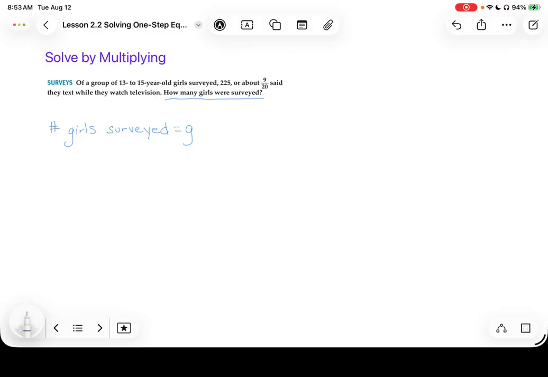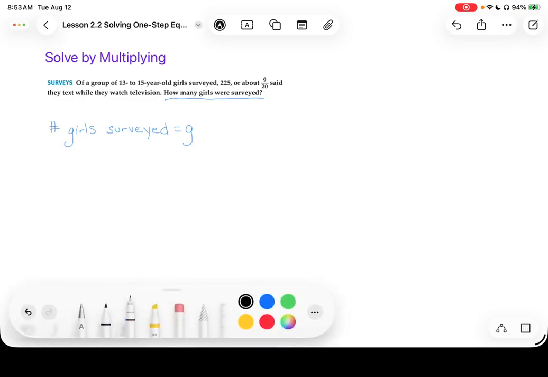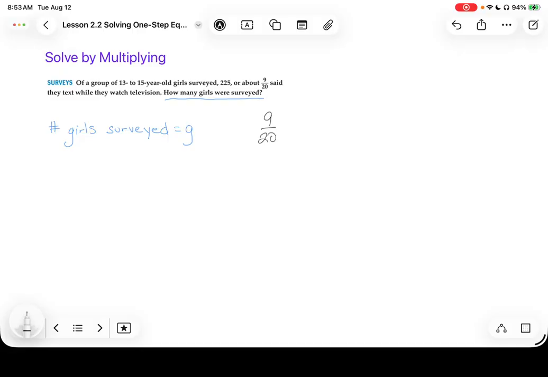And so before we can figure out how many girls were surveyed, we need to write an equation. So there were 225 of them that were surveyed, and it says that is 9/20ths of the total. If I was going to write this in words, I would say 9/20ths of the girls surveyed is 225 of the total number surveyed. 9/20ths of that total number is 225.